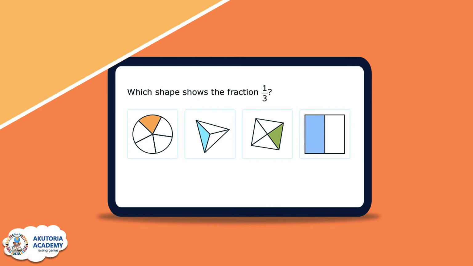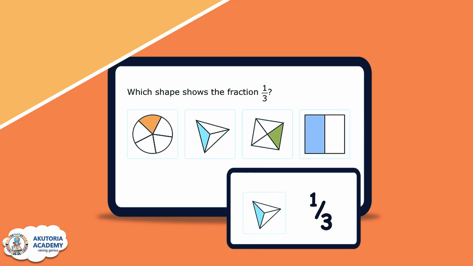Which shape shows the fraction 1/3? The triangle shows us the fraction 1/3. Remember, we make thirds when we divide things or shapes into 3 equal parts. And here, the triangle is divided into 3 equal parts. So it shows us 1/3.